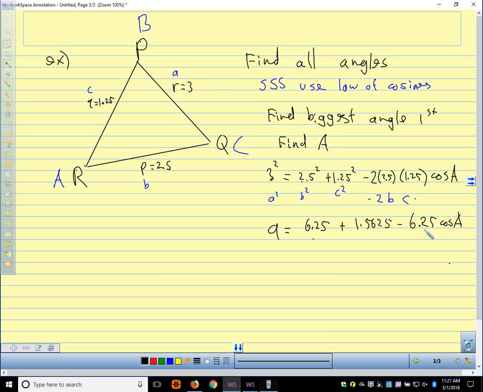So 6.25 is 2 times 2.5 times 1.25. Here we have to be careful. I can't say, oh, here's 6.25 and here's minus 6.25, I'll just subtract those and those go away. This 6.25 is attached to that cosine A. So if it helps you, put a set of parentheses there.